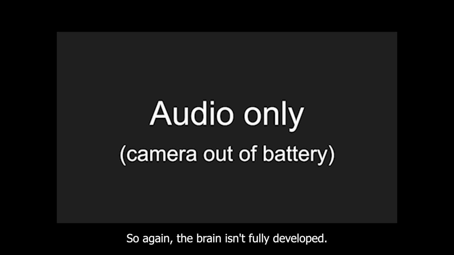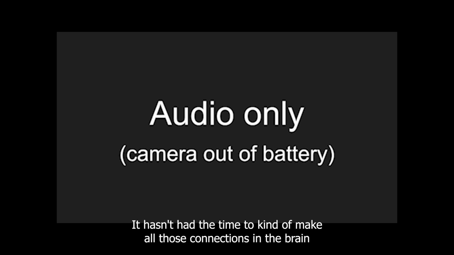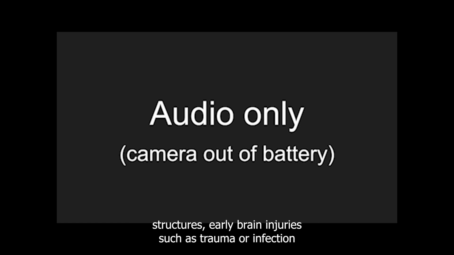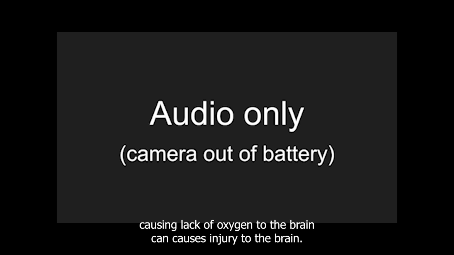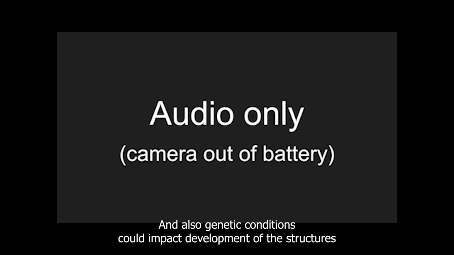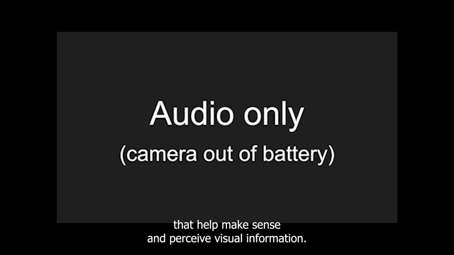Some common causes for differences in the brain for a condition like CVI include premature birth. So again, the brain isn't fully developed, hasn't had the time to make all those connections in the brain structures. Early brain injuries such as trauma or infection or hemorrhage, like a stroke, or cardiac arrest causing lack of oxygen to the brain can cause an injury to the brain, and also genetic conditions could impact the development of the structures that help make sense and perceive visual information.